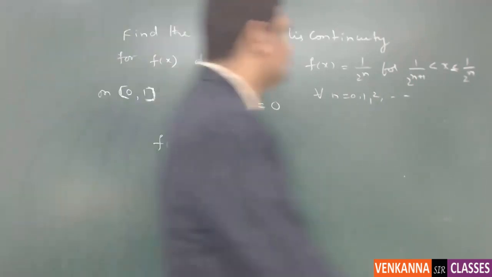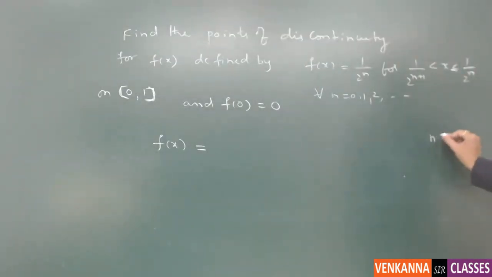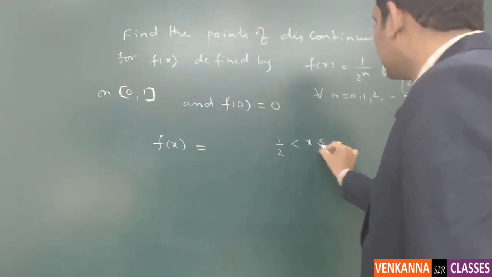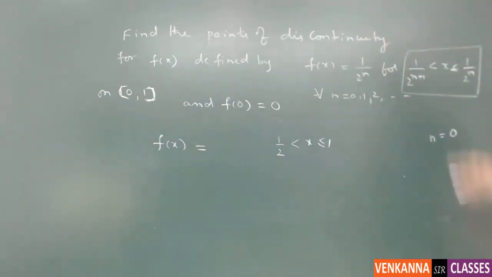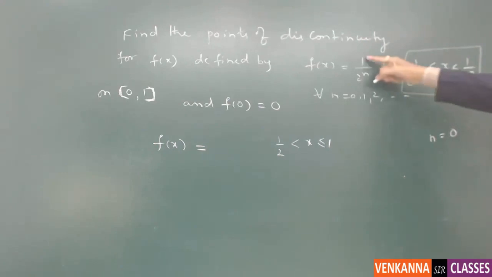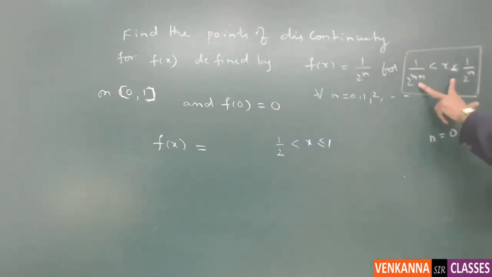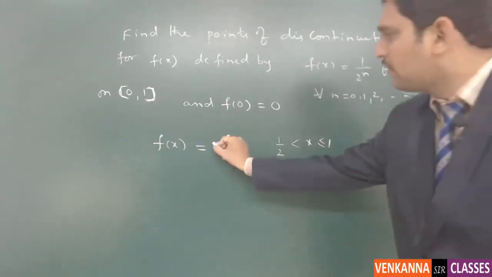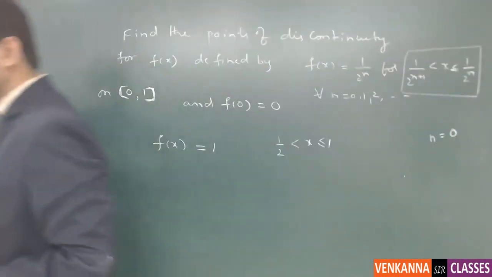Suppose you take n is equal to 0 in this expression, then what happens? 1 by 2 is less than x, which is less than or equal to 1. And how is the function defined? As 1 by 2 power n. In other words, whenever you have this kind of expression, the upper value you take as the function value. So here the upper value is 1, so the f of x value is 1. Accepted?